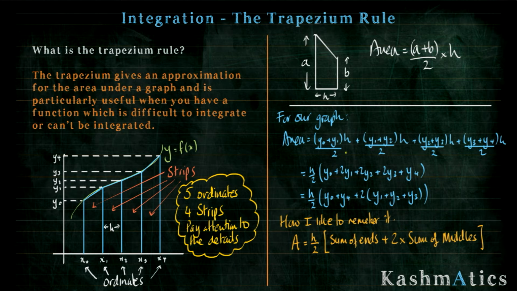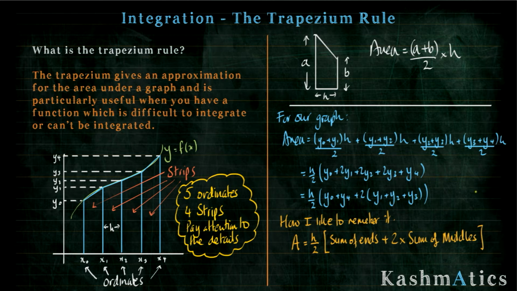Now I do the same thing for all the other strips, and what I do then is I take out a common factor, which is h over 2, then add together what's left, and then I'm going to simplify it. Now if you look at these, the first ordinate and the last ordinate is only used once. The middle ordinates are used twice. So you have the first ordinate and the last ordinate plus 2 times the sum of the middle ordinates.